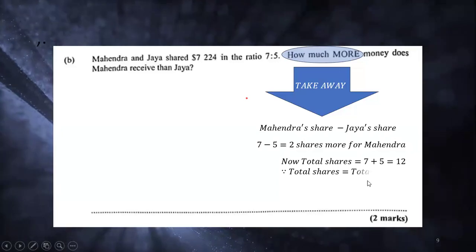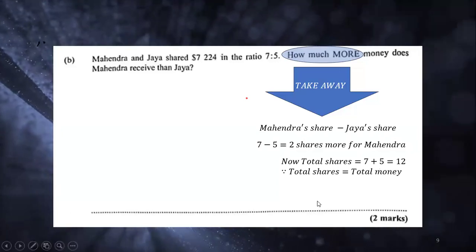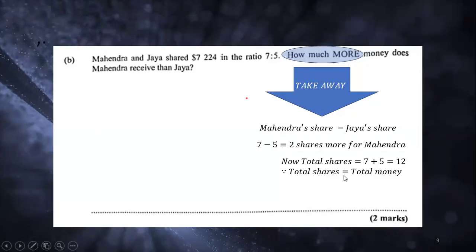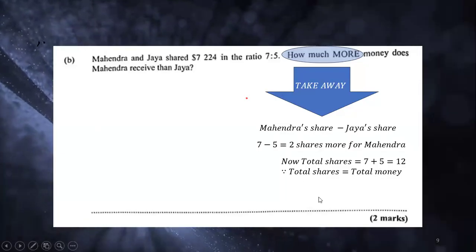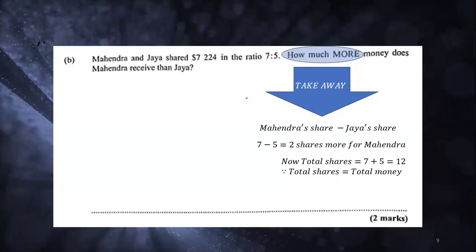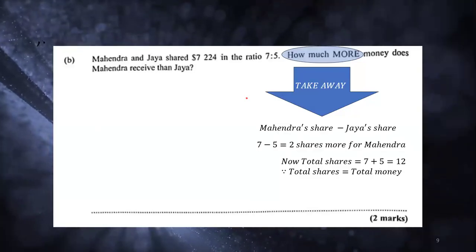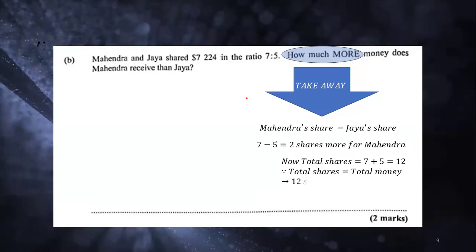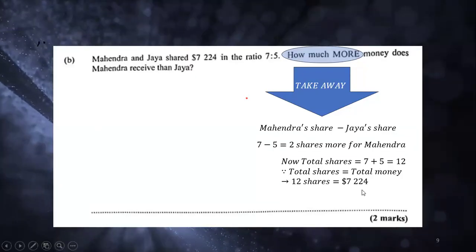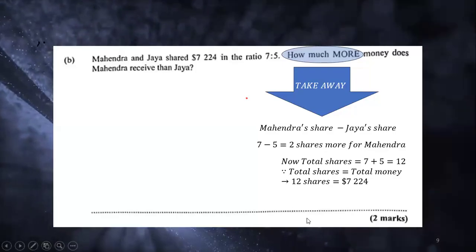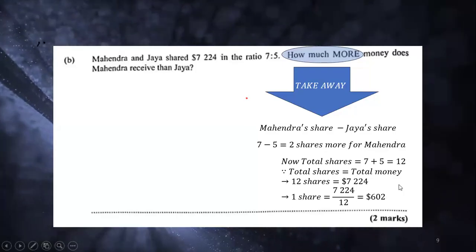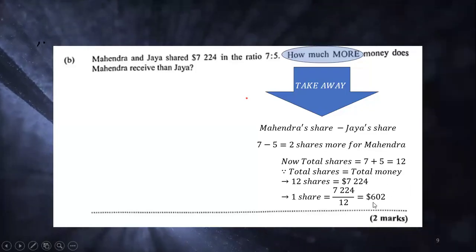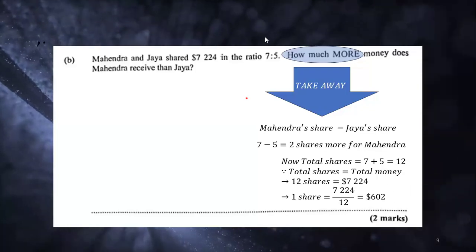Then we can relate the shares to the money. So since total shares equals total money, in this and every case, where we count up all the shares and we know how much all the money comes up to, you can see 12 shares is equal to $7,224, which means one share is going to be 7,224 divided by 12, which is $602. How do you all feel about that so far?